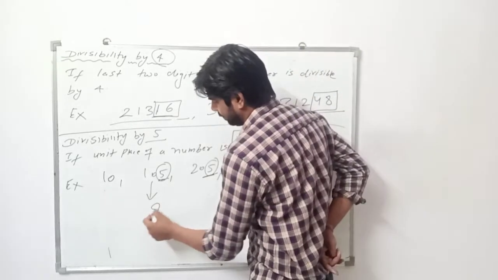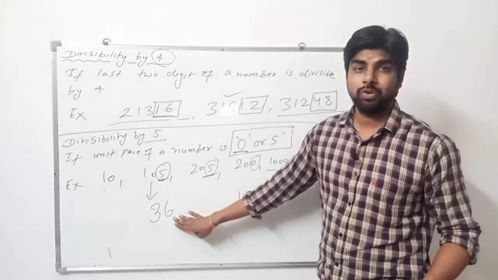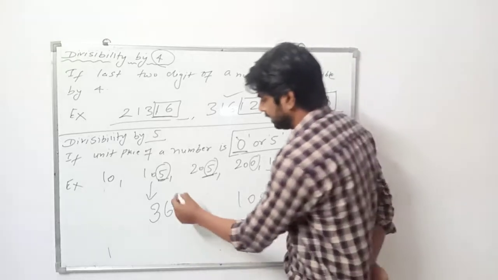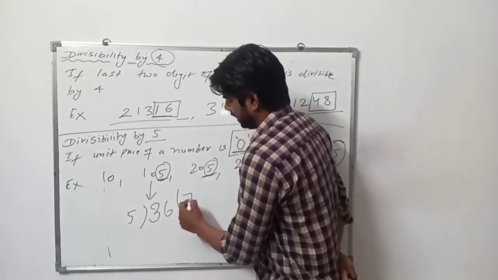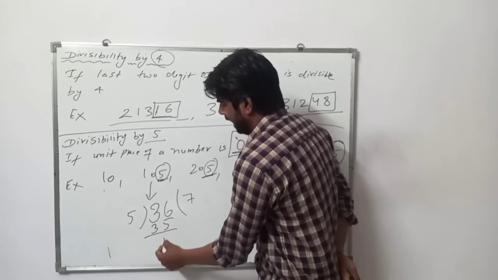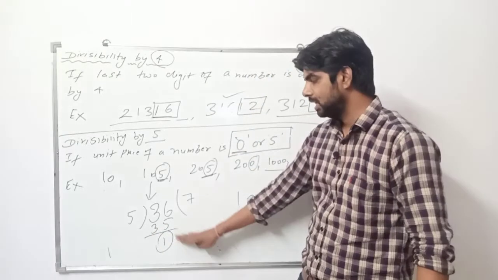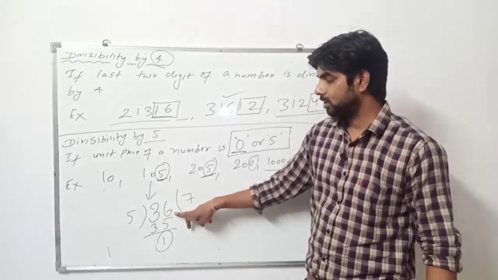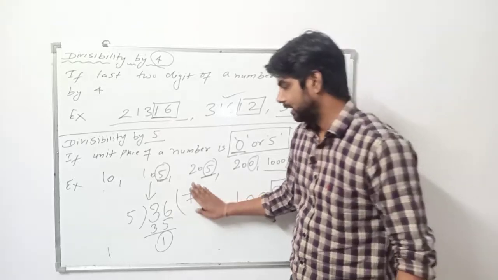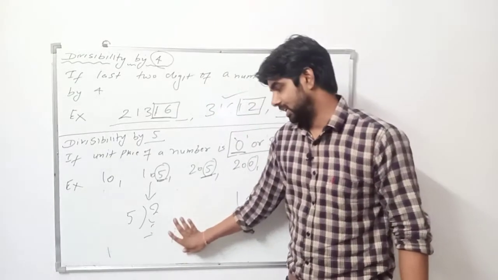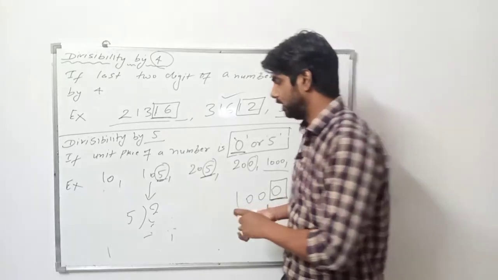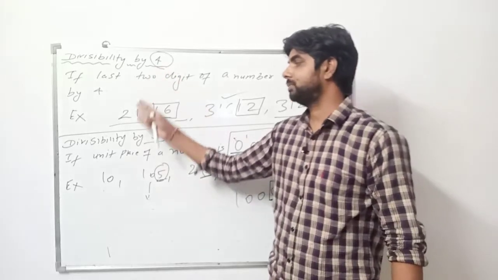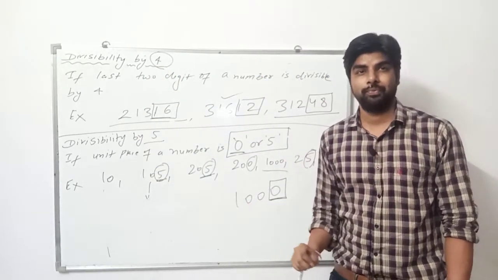And if there are other numbers, suppose there is 36. Neither 0 nor 5 is there, that means 36 is not divisible by 5. Suppose we divide 36 by 5: 5 sevens are 35. We will get 1 as our remainder. That means 36 is not fully divisible by 5. How can we find this out? Because at the unit place there is 6, neither 0 nor 5. The number is fully divisible by 5 only if the unit place is 5 or 0. So that was divisibility of 4 and divisibility of 5.